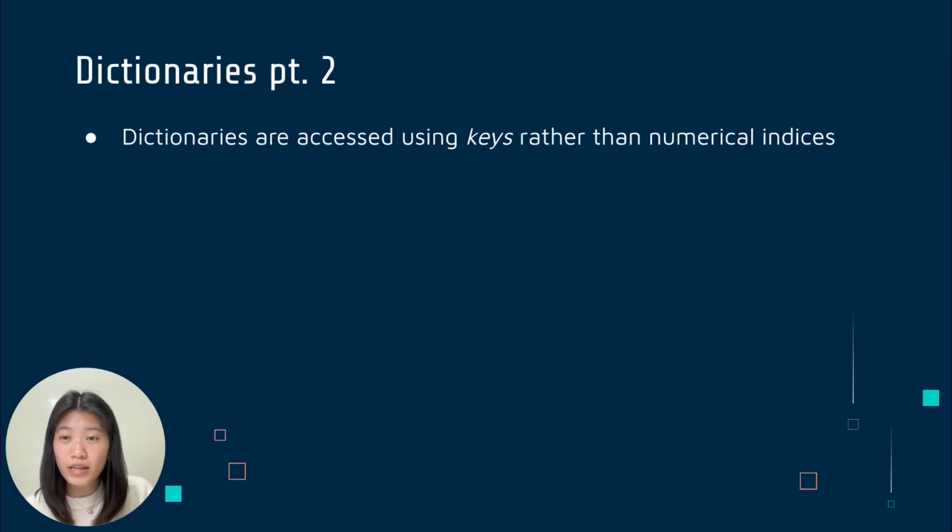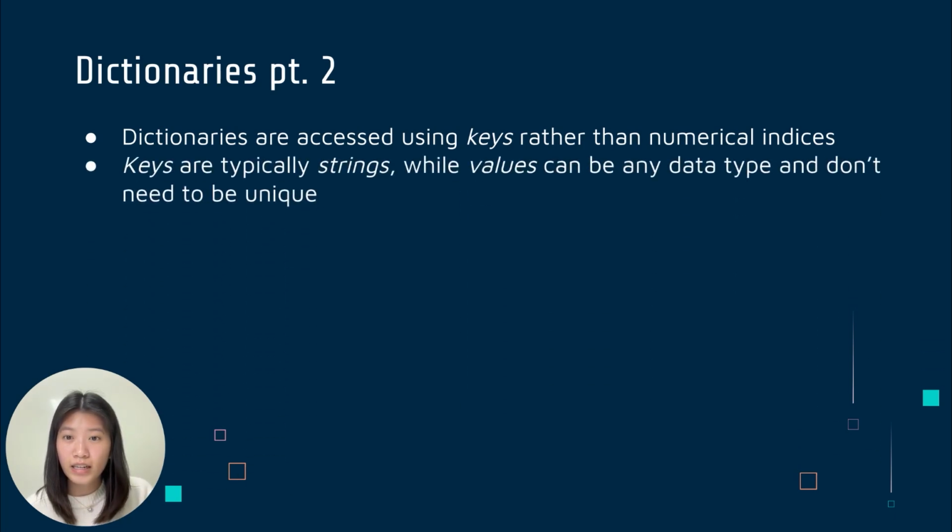So when we want to subset dictionaries, we're going to access the different values using their keys rather than their numerical indices. And keys are typically strings and they have to be unique, so you can't have 2 keys that are the same value in one dictionary, while the values can be any data type and they don't need to be unique. So you could have 2 keys that are different associated to the same value.